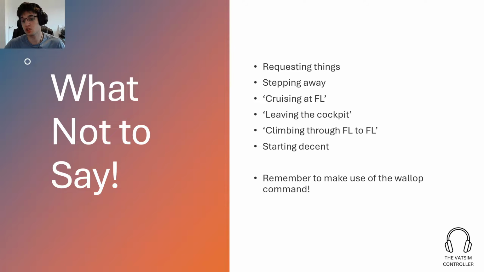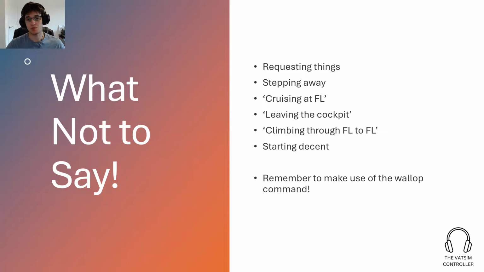Also, remember to make use of the .wallop command. Not enough people use this command. For anyone that doesn't know, if you type .wallop and then a message in chat, it automatically calls a supervisor, and supervisors are basically there to protect the network. If someone is misbehaving on VATSIM, you call a supervisor and the supervisor will deal with them. That could include banning them or removing them from the network temporarily. The supervisor is there to protect the network.